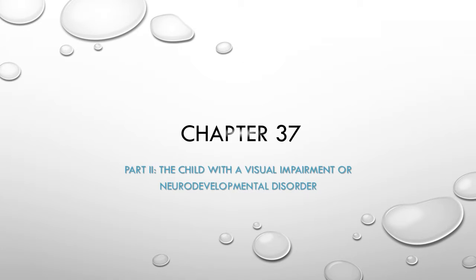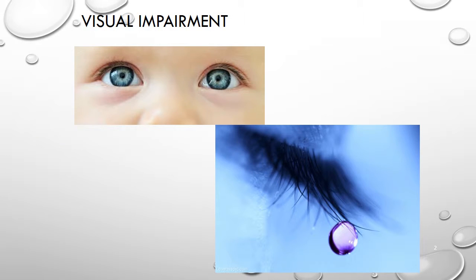Okay, we're going to continue with Chapter 37, Part 2, the child with a visual or neurodevelopmental disorder. Visual impairment. The occurrence is usually a common problem during childhood. In the United States, prevalence of blindness or serious visual impairment is about 30 to 64 per 100,000. Refractive errors occur in about 5 to 10% of all preschoolers, and it's identified through vision screening programs.